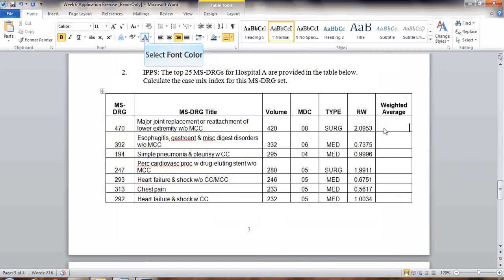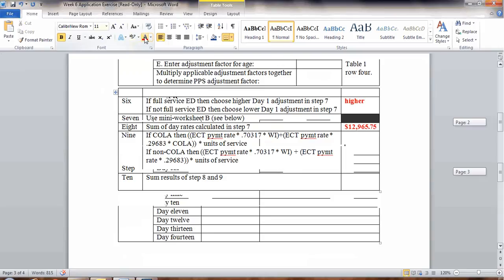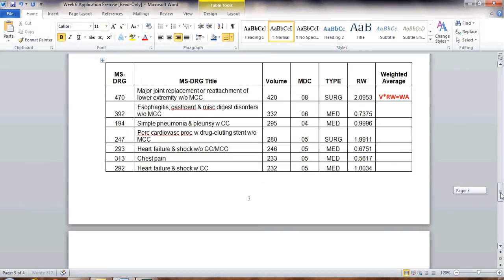So I'm going to give you the formula. It would be volume times relative weight equals the weighted average. So you're going to use this formula to calculate all of your weighted averages for the 25 DRGs, the MSDRGs.